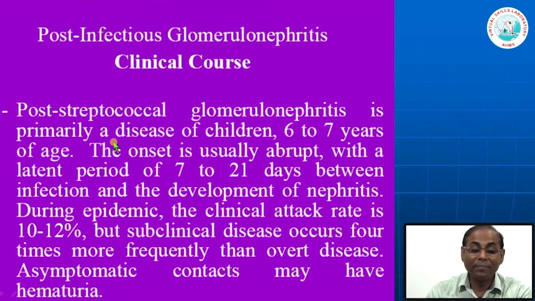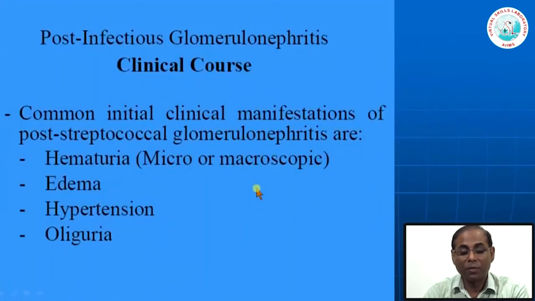Usually, they are more common in children, a primary disease of children at 6 to 7 years of age, and onset is usually abrupt with a latent period of 7 to 21 days between infection and the development of nephritis. So, this is important. There is a gap between the infection and the development of the glomerulonephritis. During an epidemic, the clinical attack rate is around 10 to 12%. But subclinical disease occurs 4 times more frequently than overt disease. So, many of these children may develop a mild proteinuria, mild hematuria, not much other systemic manifestations. They do not come to the clinics or hospital.